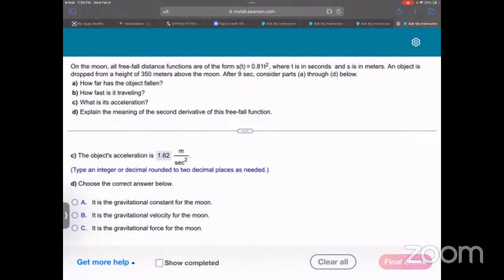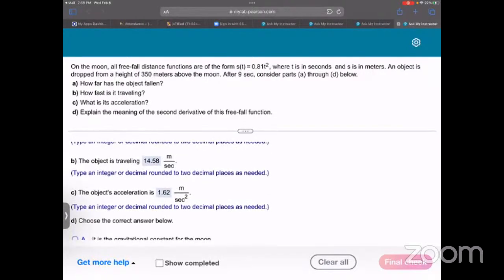So explain the meaning of the second derivative of this free fall function. Yes. I'm still trying to figure out how you got B. What answer did we get for B? You said you got 14.58. Yep. So you just took the derivative of S of t. Yep.